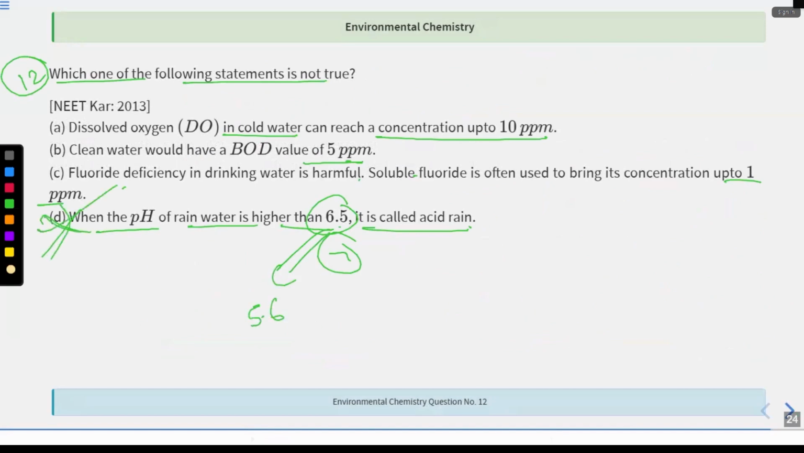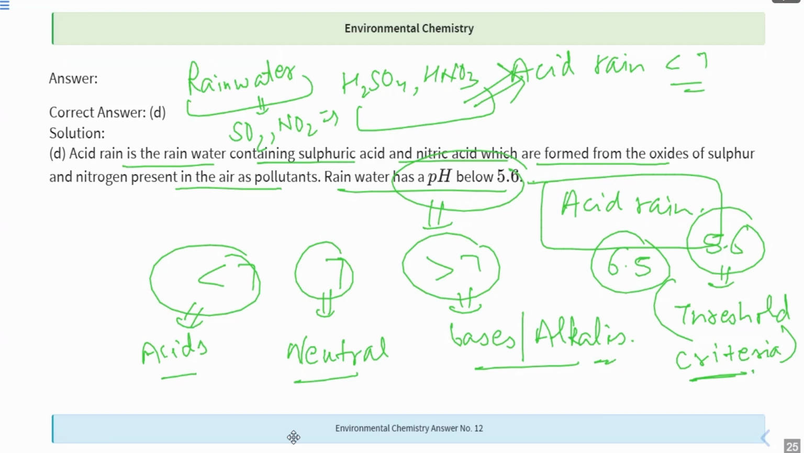Which of the following statements is not true? So D is the right option because they are asking which is not true. D is not true, so D is the right option. The rest, all three, are true. And these values you cannot theoretically derive. You should be able to remember these things, because from a chapter like environmental chemistry, only these things are asked. So you should remember these concepts. So this was about the questions we have got in previous year questions.